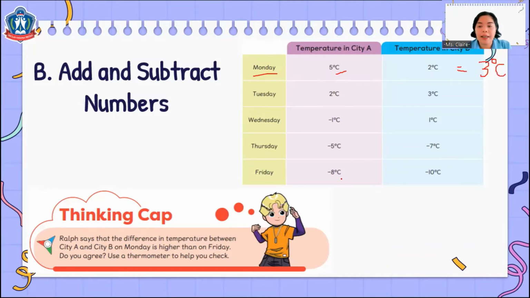How about on Friday? We have negative 8 degrees Celsius and negative 10 degrees Celsius. If we subtract these two, what is the difference? What is the gap between negative 8 and negative 10? That is 2 degrees only. So the higher difference is on Monday because it has 3 degrees Celsius compared to Friday which is only 2 degrees Celsius.